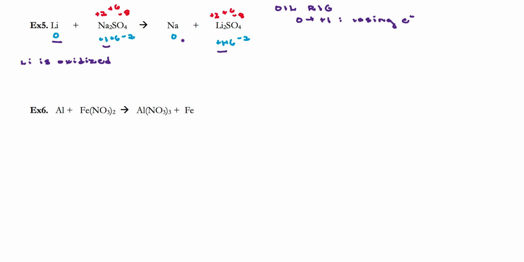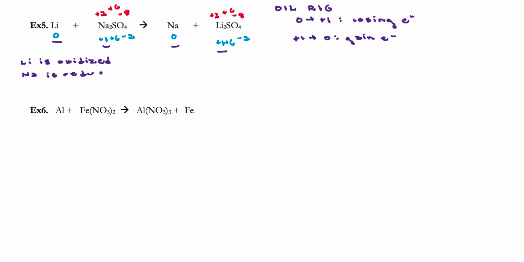Sodium goes from +1 to 0. So to go from +1 to 0, you have to gain electrons. Because remember, electrons have a negative charge. So if I'm becoming more positively charged, that means I'm losing electrons. If I'm losing that positive charge, I'm gaining electrons. So since it gains electrons, that means that sodium is reduced.